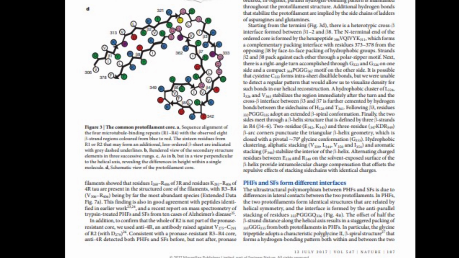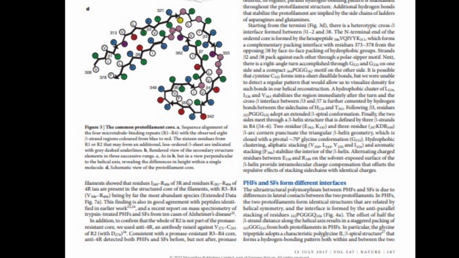B. Rendered view of the secondary structure elements in 3 successive rungs. C, as in B but in a view perpendicular to the helical axis, revealing the differences in height along the helical axis within a single molecule. D. Schematic view of the protofilament core.